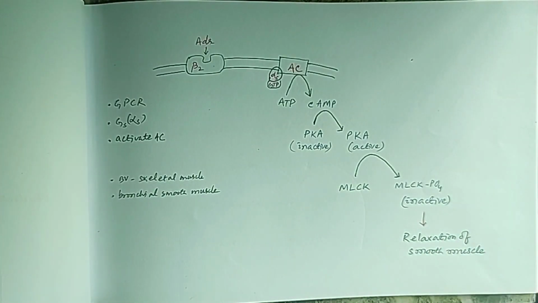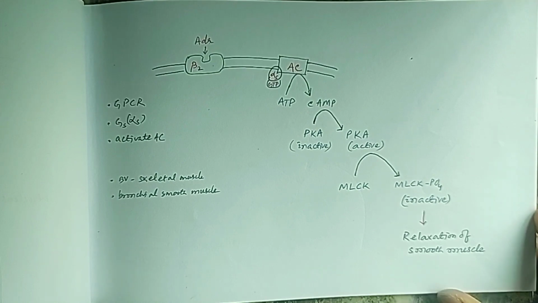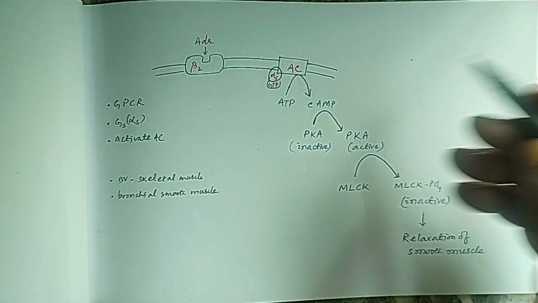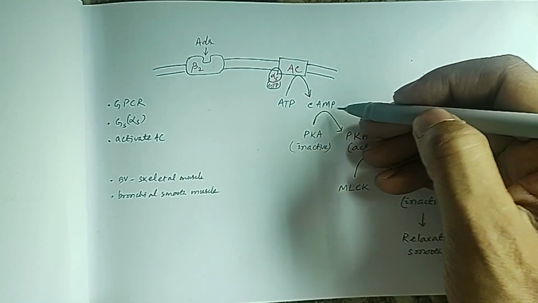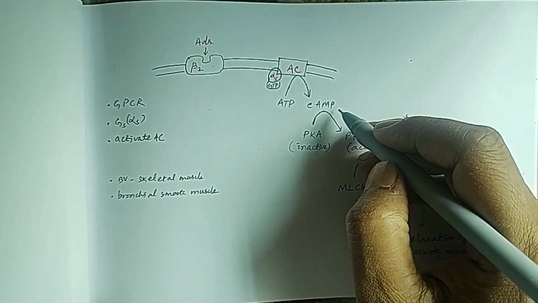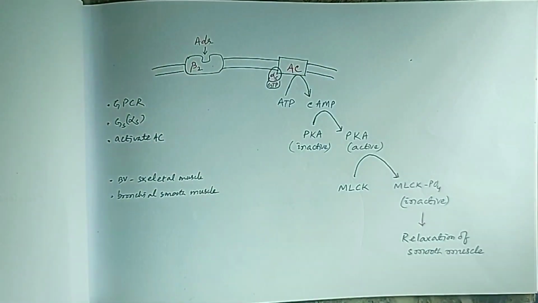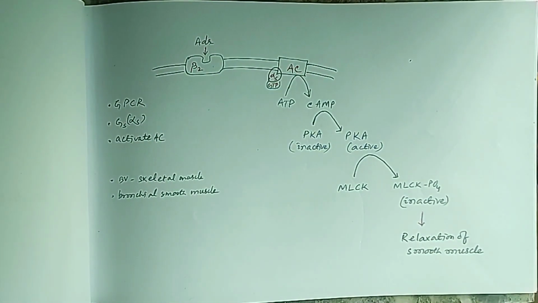So this is all about the beta 2 receptors, the mechanism in which they function, the adenylate cyclase and cyclic AMP pathway, and the cyclic AMP acts as the second messenger for this beta 2 receptor. This is all about the beta 2 receptor.